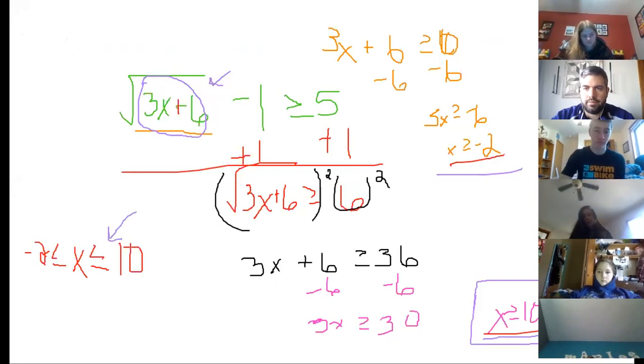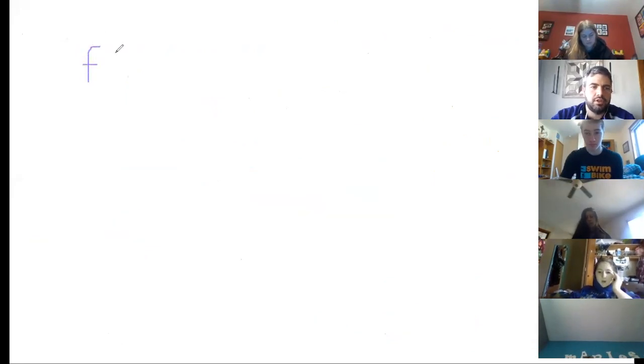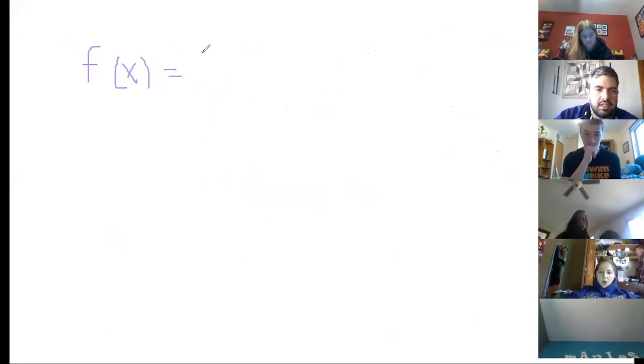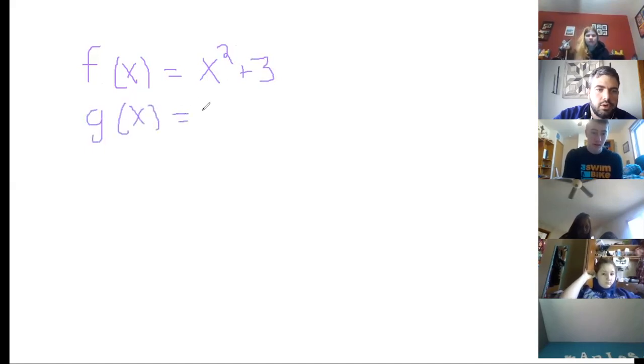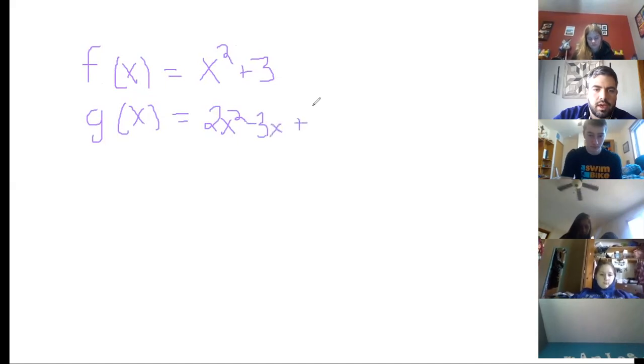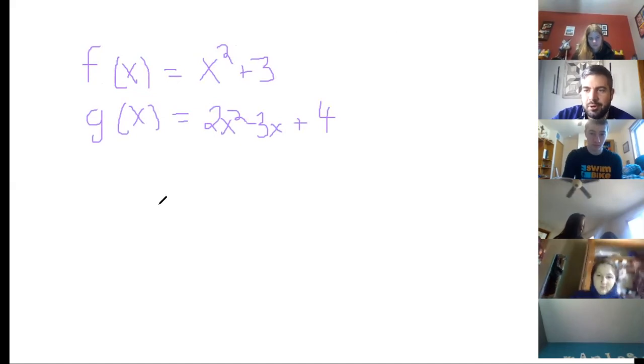Okay, so we have to have some functions f of x and g of x, right? All right, so let's say f of x is, we'll say, x squared plus 3, right? And g of x equals, we'll say, 2x squared minus 3x plus 4, okay? I just made these up, so I'm sure they're not going to be something nice, but that's just what's going to happen, okay?